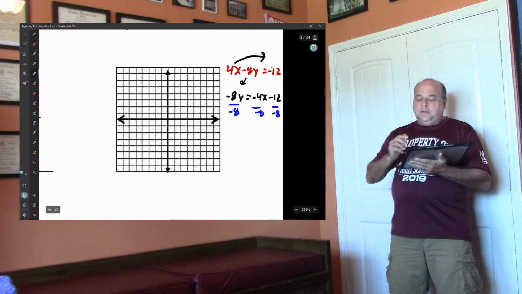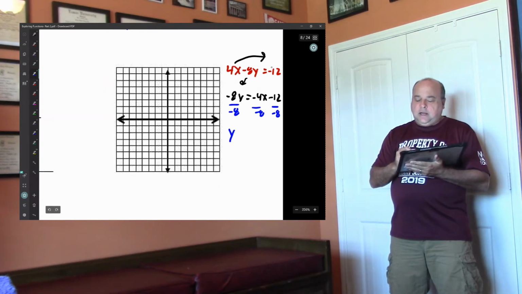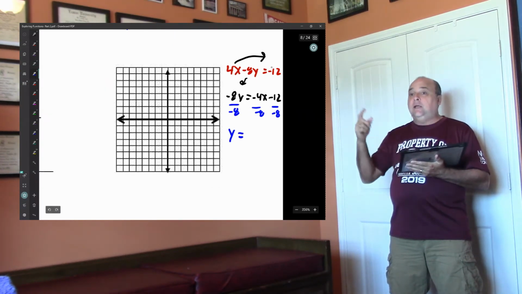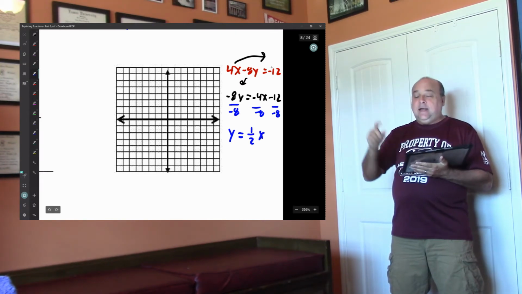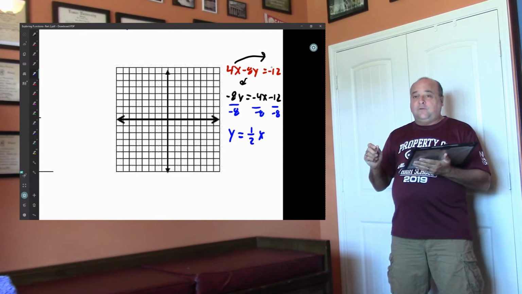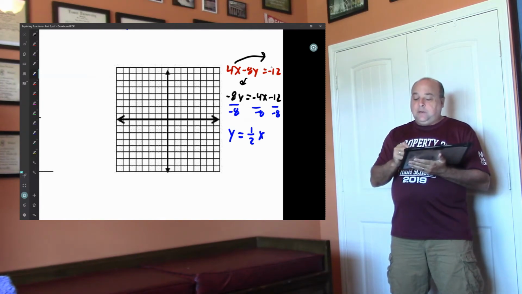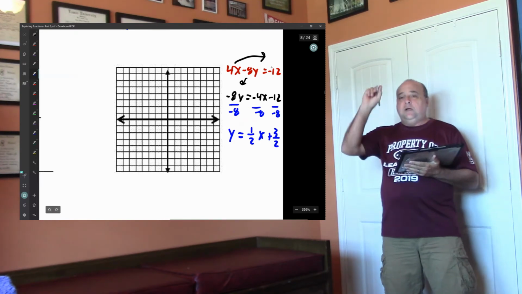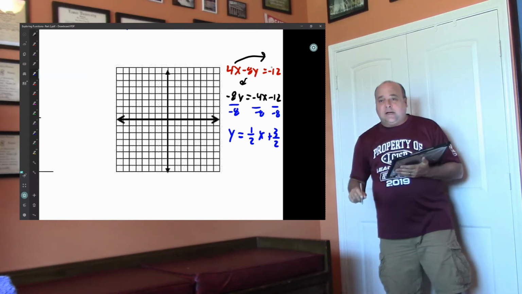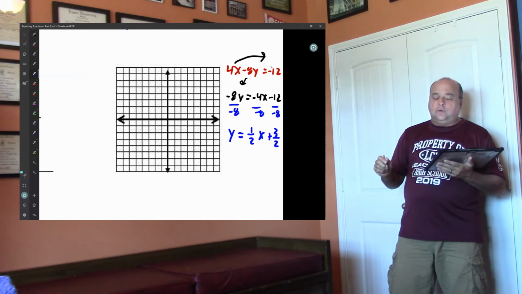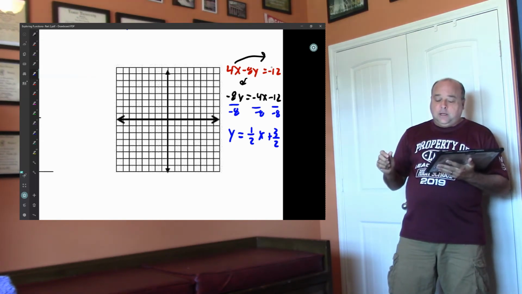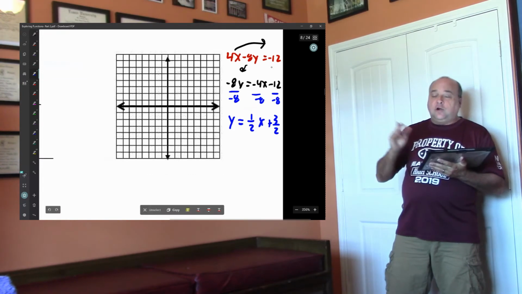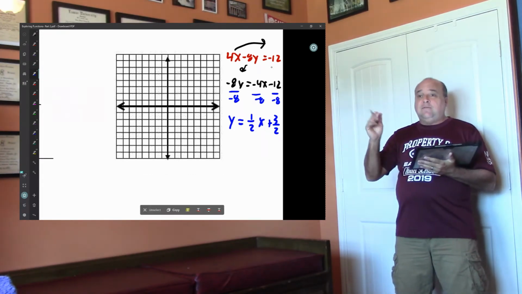Now then, let's solve this. So we're going to get y equals, two negatives make a positive, so we'll have 1/2 x. Now then, our y-intercept is going to be a fraction. Two negatives make a positive, and it's going to be 3 over 2. If you punch negative 12 divided by negative 8 on your calculator, it will turn it into 3 over 2, which is actually 1.5. Okay? Now then, it's going to be kind of hard to graph this because we have a fraction.